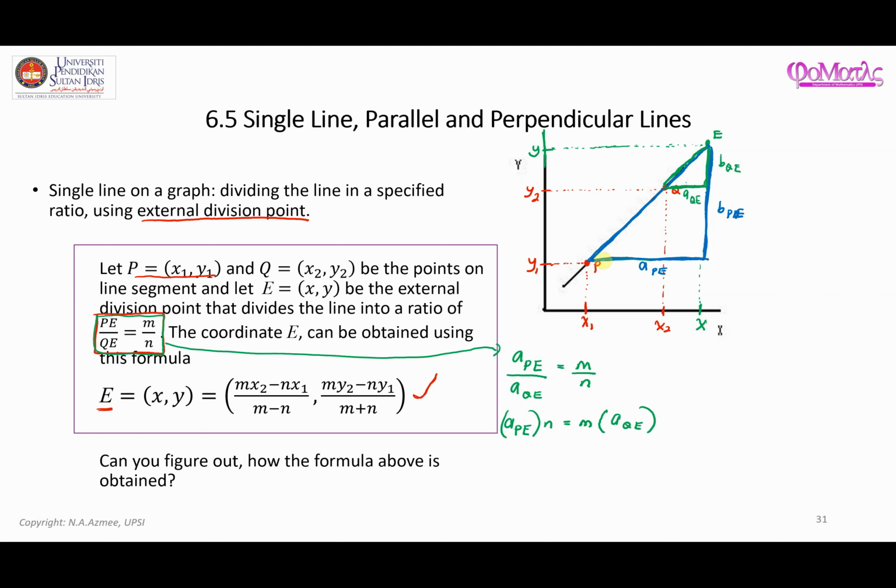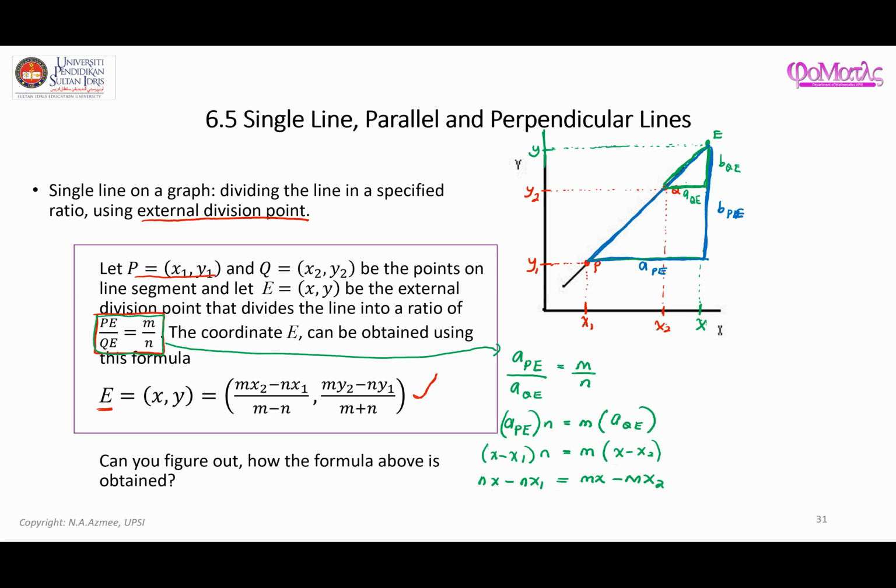So what is APE? What is the length of this? Clearly the length of this can be obtained when you take x minus x1. So here I'm going to write down x minus x1 times n. This is m. What is AQE? The length of that is x minus x2. So write down x minus x2, and then we can expand, take out all the brackets. So that would be nx minus nx1 is equal to mx minus mx2.